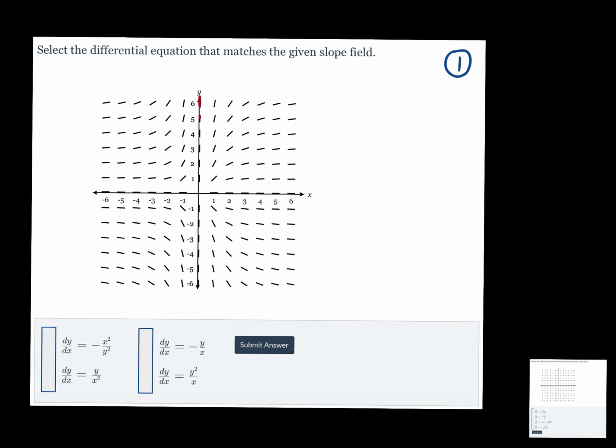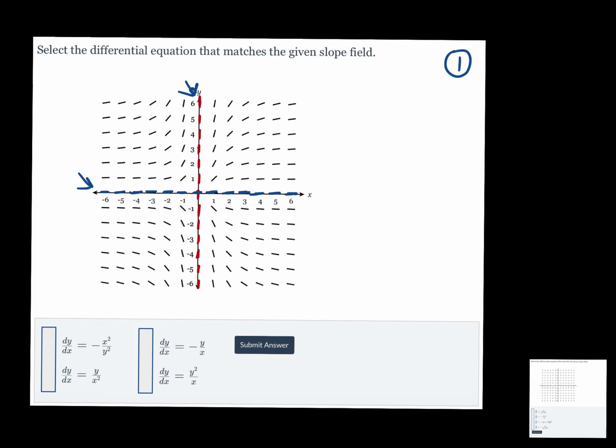The first thing I notice in this graph is that I have undefined slopes whenever x equals 0. That's one thing that sticks out. The other thing that sticks out is over here. Let me change the color. No matter what x is, whenever you have a y value of 0, you also have a slope of 0. So that sticks out at me, and that sticks out at me. Let's see what we can do with that.